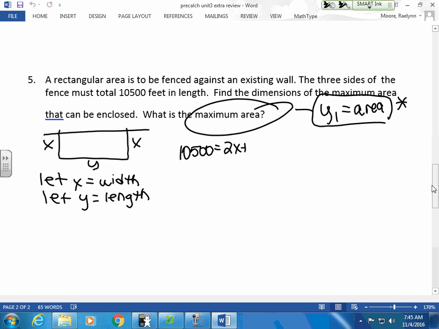Equals 2x plus y. Good. Kind of see the pattern here, right? What's the formula for area of a rectangle? X times y. It's always x times y, even though you're missing one part there. It's still length times width. We've still got the rectangle. I've got to get rid of this y, so I'm going to substitute out. I'm going to subtract this and solve for y and substitute it into here.